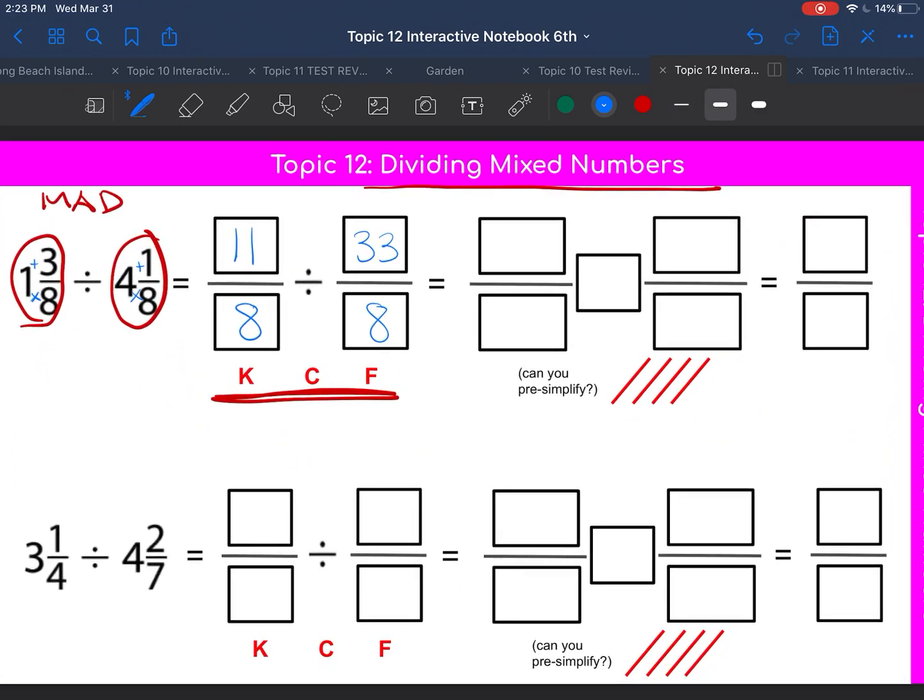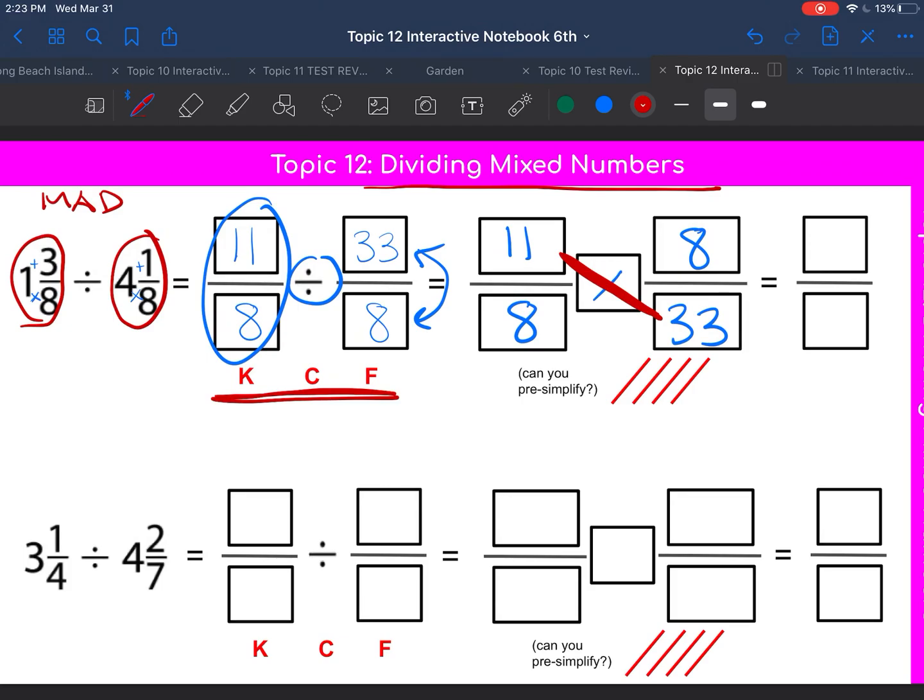Okay, so now that that's written, we can keep the 11/8, change the division to multiplication, and flip, or find the reciprocal of, 33/8 and get 8/33. Now, this is the reason why I was so adamant in teaching you how to pre-simplify, because I do not want to multiply 11 times 8 and 8 times 33 and then try to simplify that. So instead, let's look diagonally.